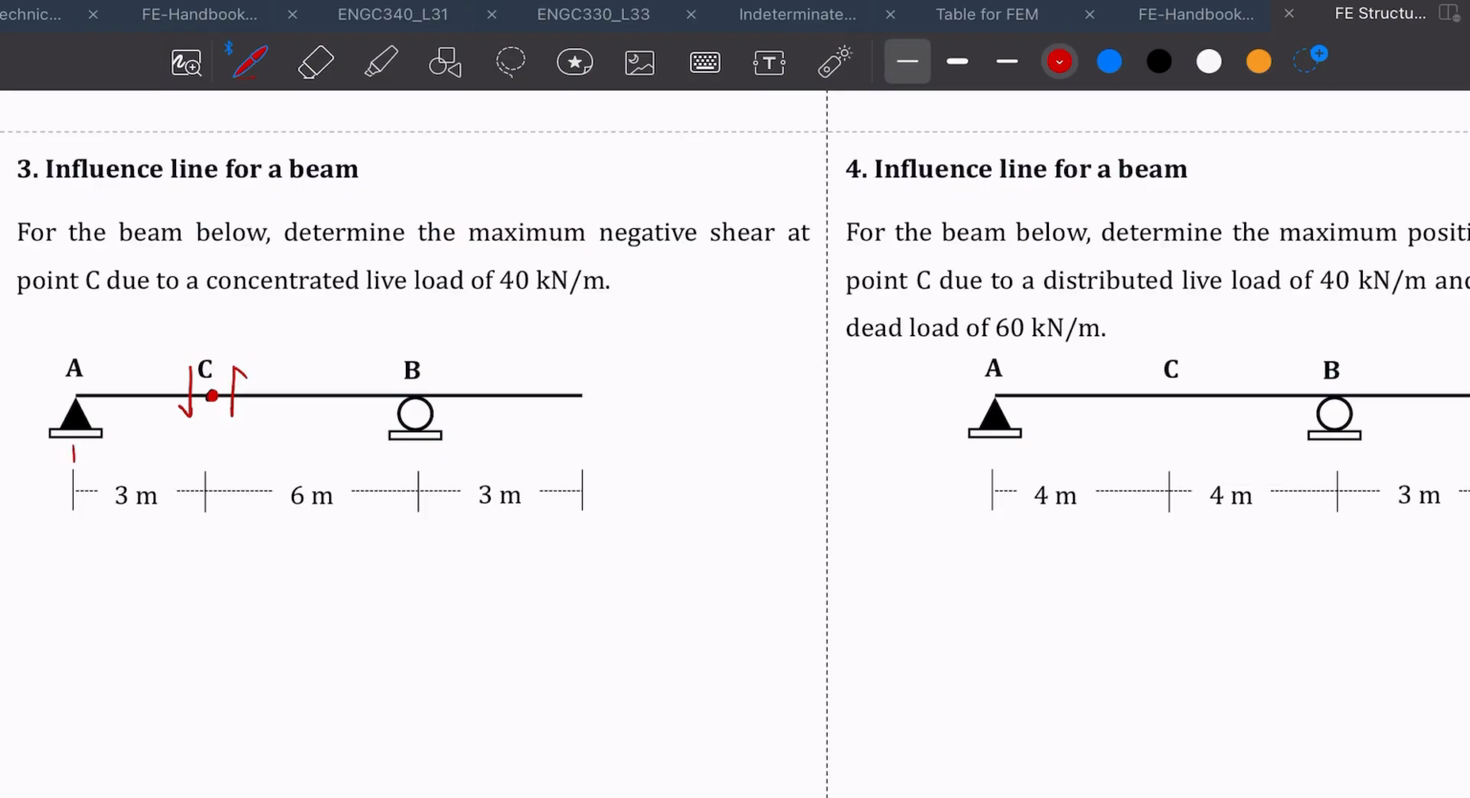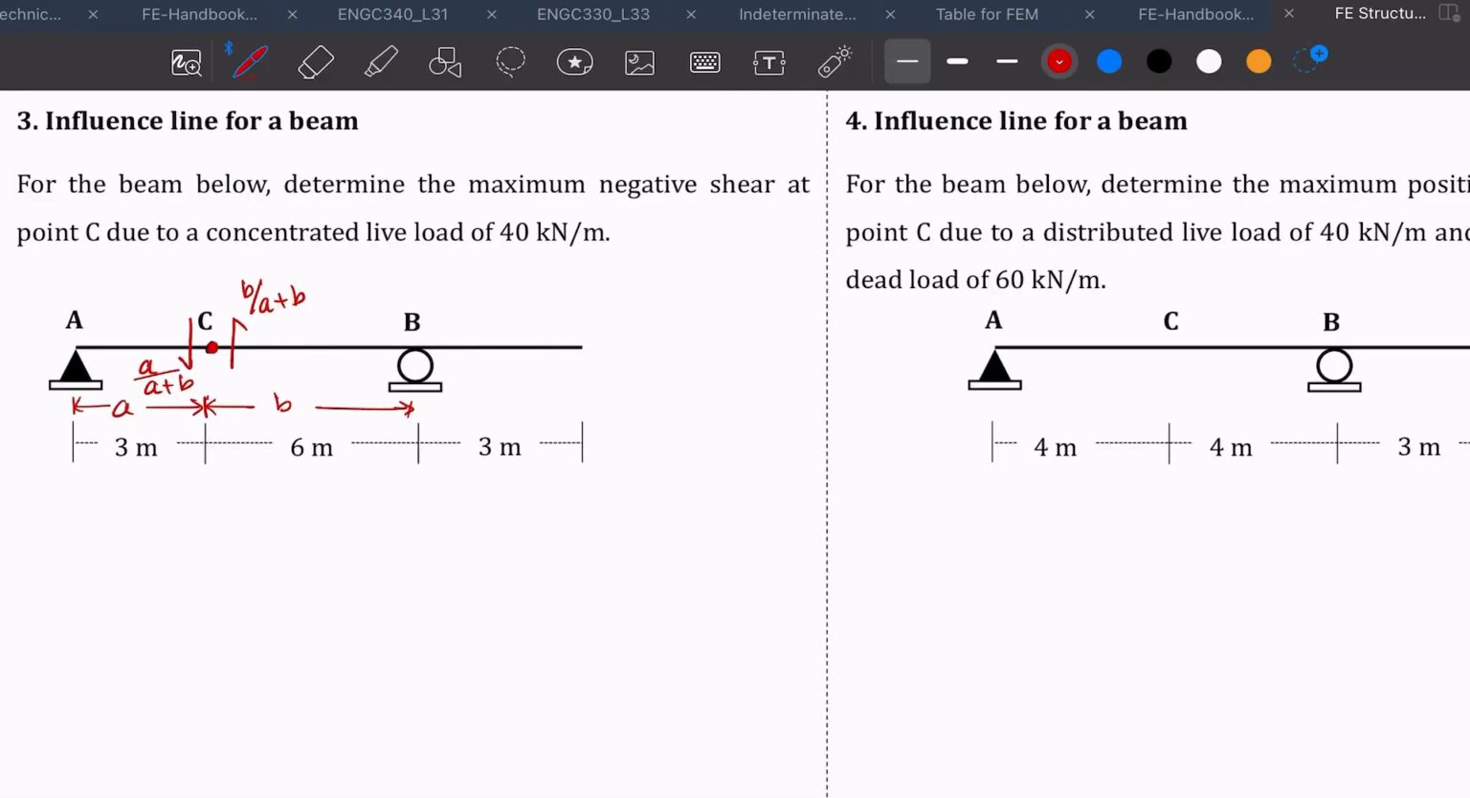And if this is your distance a, which is 3 meter, and this is your distance b, then you will be applying b over a plus b upward, and you're going to apply a over a plus b downward. And that's what we're going to do. Okay, so we are going to draw again another beam, and then we put here B, here C, here A. Again, A we cannot move, B we cannot move, and now we are going to rotate the section AC.